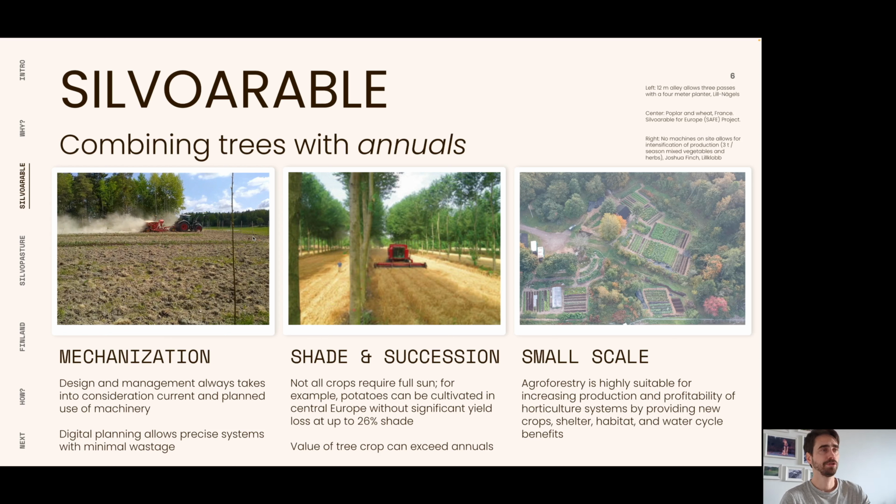Now, moving on to shade and succession. This photograph was taken as part of the Silvoarable for Europe project, or was popularized by this EU project, but it's from France. And you've got poplar trees and wheat. You have 2 monocultures, actually. Monoculture of a cereal and a monoculture of a timber crop growing in the same field.